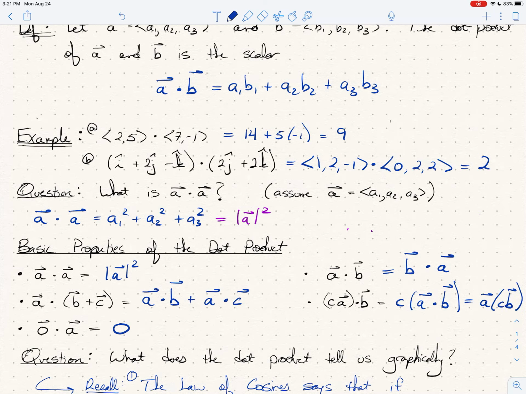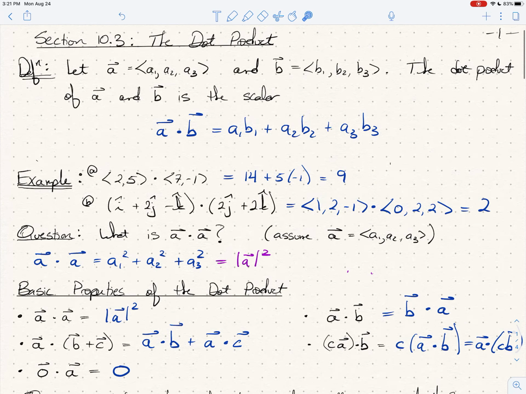I forgot to squeeze the dot in, so let me adjust that. It's A dot CB. So you can put the C either with the B, with the A, or just times the whole thing. All right, so let's break this video here, and in the next video we're going to ask ourselves what the dot product means geometrically.